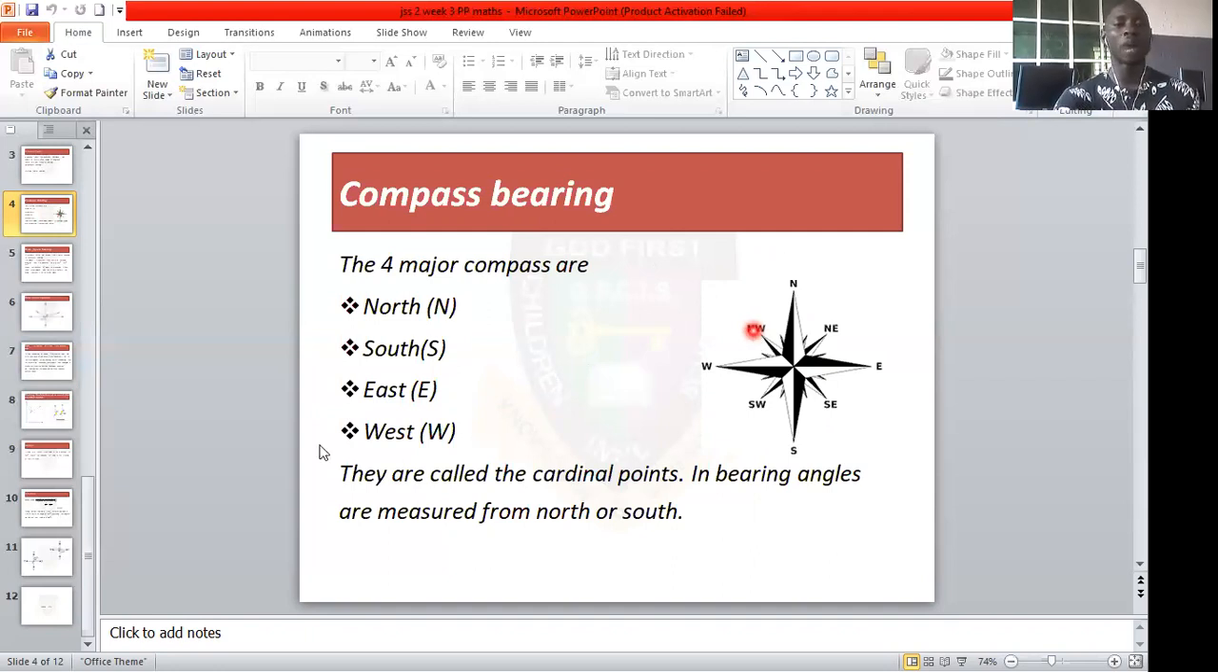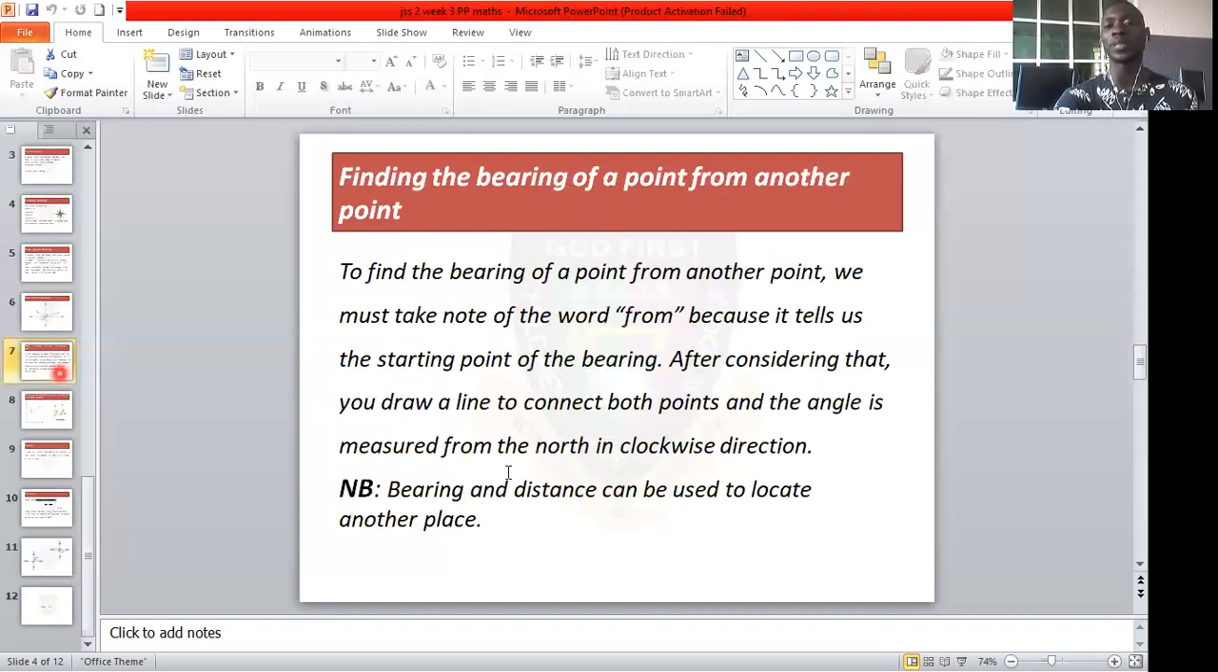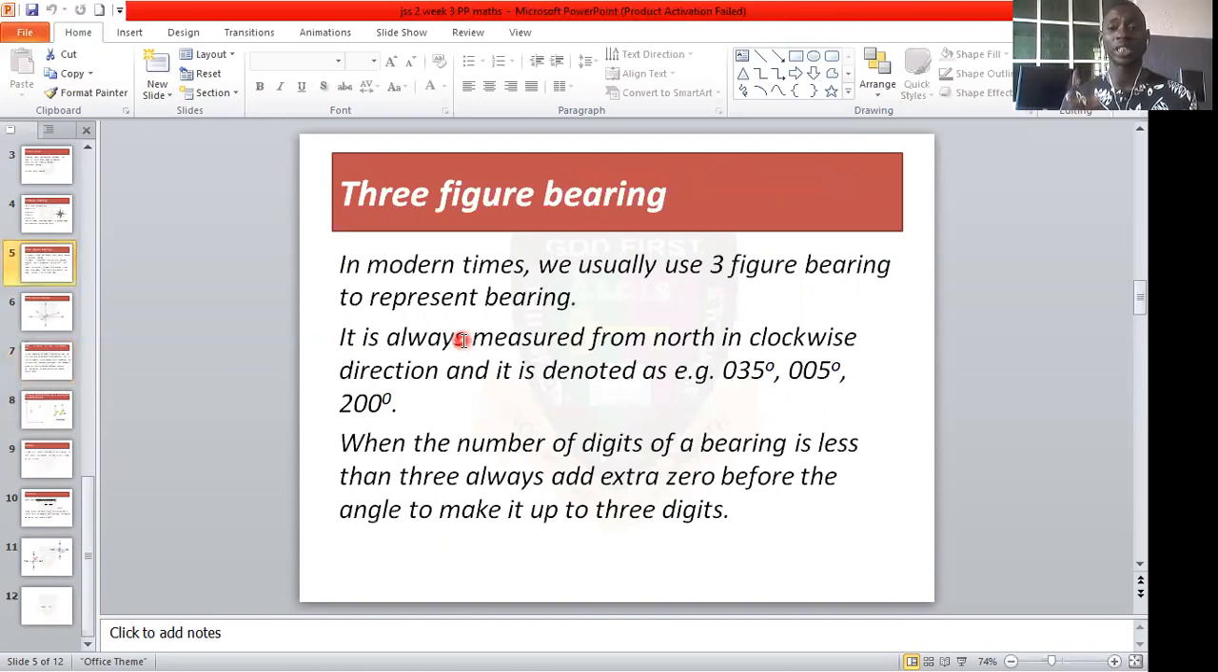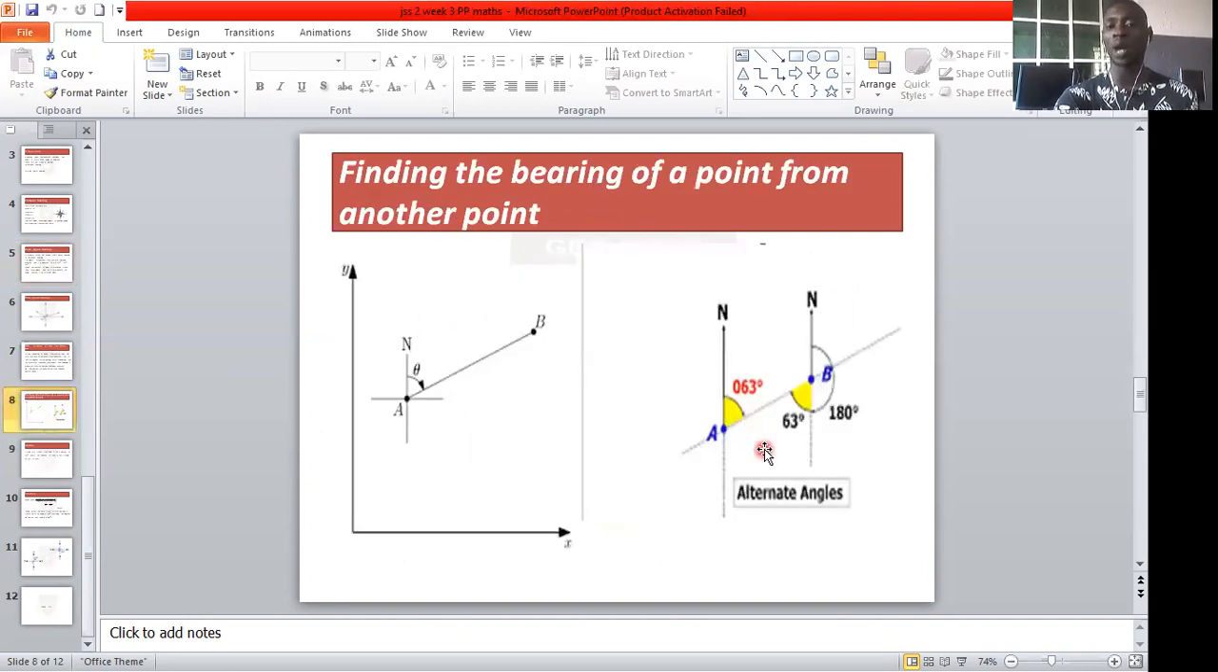And we also have three figure bearing, whereby you represent your bearing in 3 digits. If you have 2 digits, like 65 or 70, figures below 3 digits, you add 0 to the front to make it up to 3 digits. So I took you through a solution, the alternate angles formed when two bearings are located to each other, and how to find the bearing of a point from another. The major thing in this is taking note of the starting point, which is the word "from".